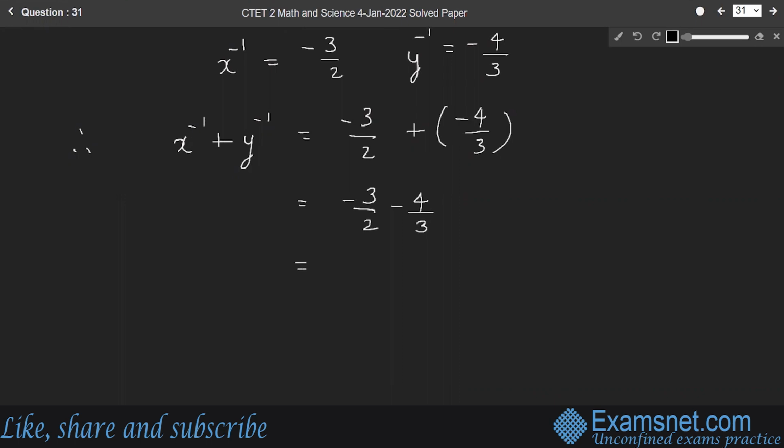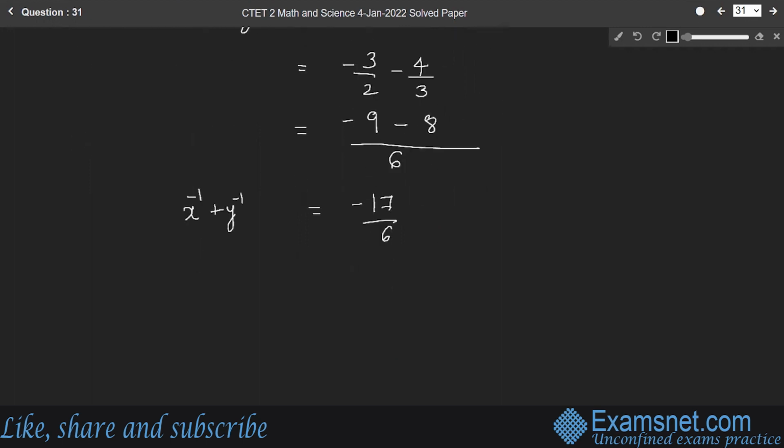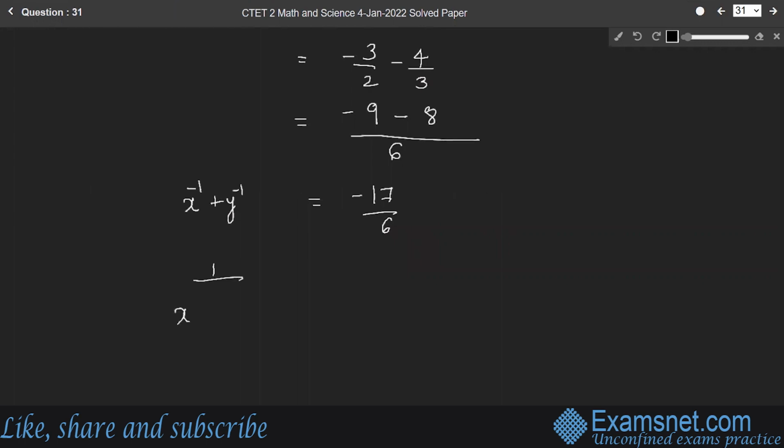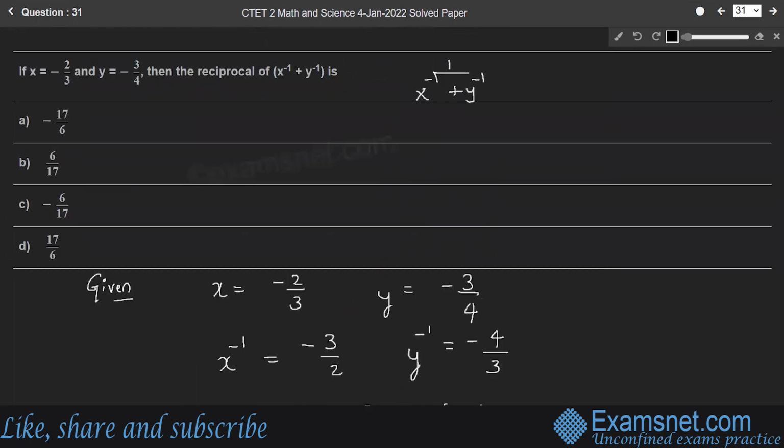By taking LCM, the denominator becomes 6. So 2 3s are 6, 3 3s are 9, minus 3 into 2 is 6, 4 into 2 is 8, that is minus 17 by 6, which is equal to x raised to minus 1 plus y raised to minus 1. But we need the reciprocal of x raised to minus 1 plus y raised to minus 1, which is minus 6 by 17. Therefore, option C is the right answer.